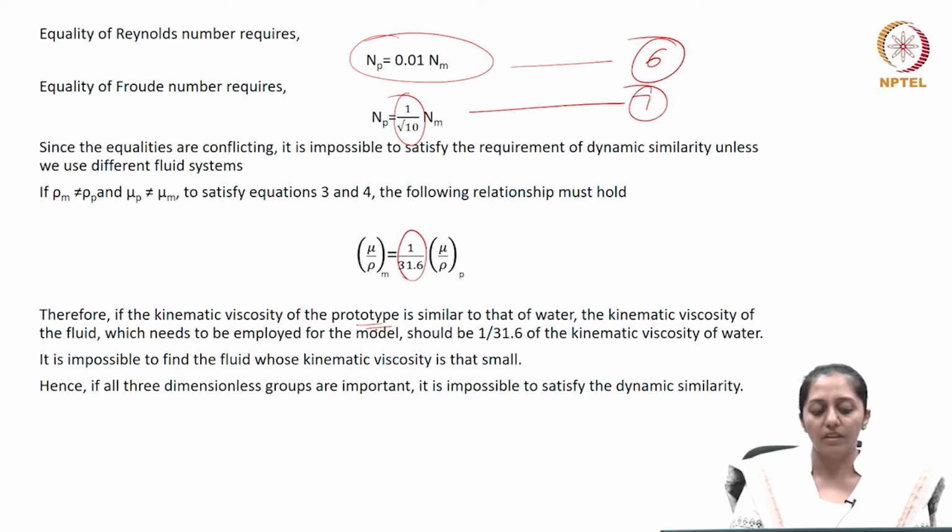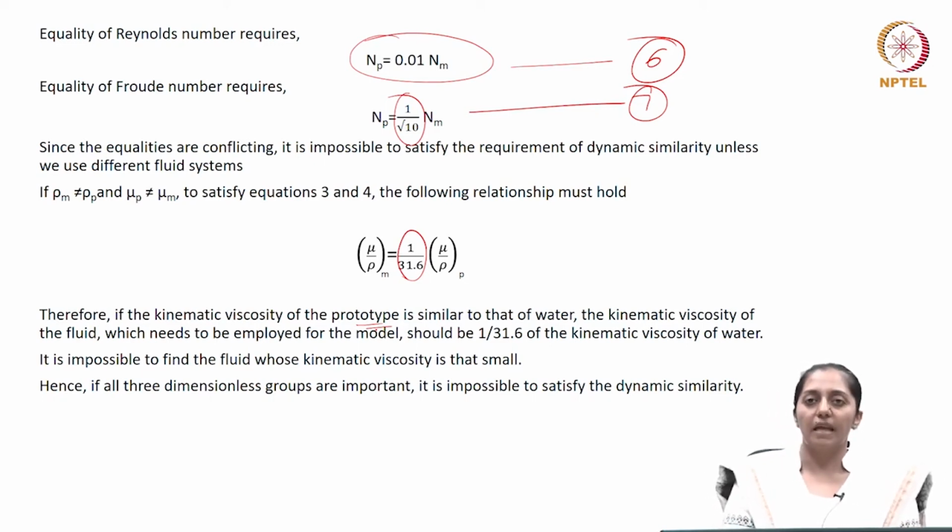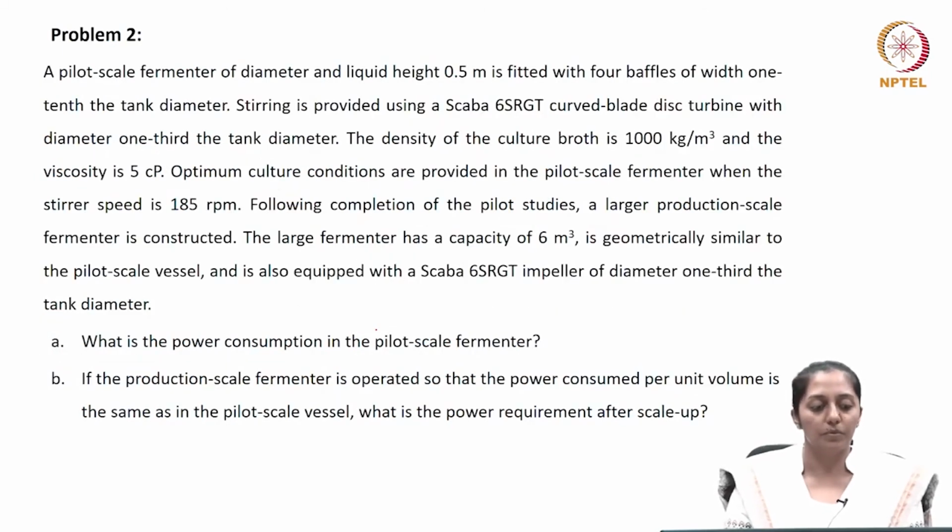Hence, all three dimensionless groups play an important role. However, keeping all of them equal at the model and the prototype to satisfy dynamic similarity is very difficult. So, depending on which characteristics are important, whether heat transfer, mass transfer, shear sensitivity, or oxygen mass transfer is more crucial, we use the scale up criteria. Let us see problem 2.